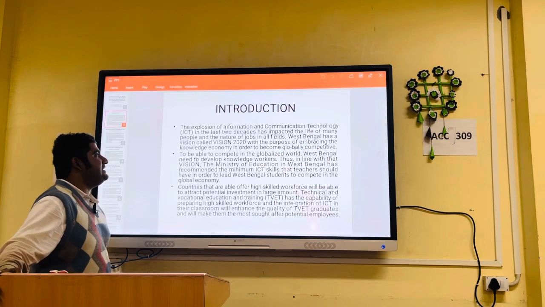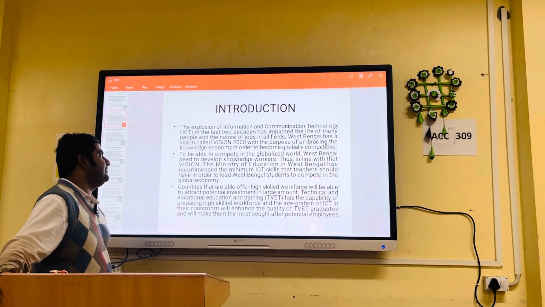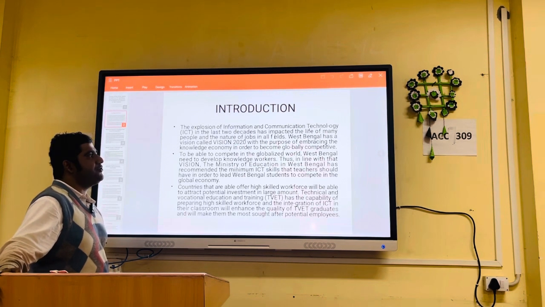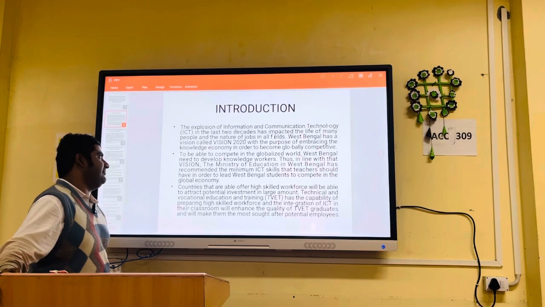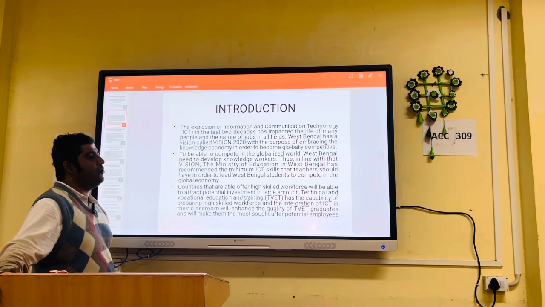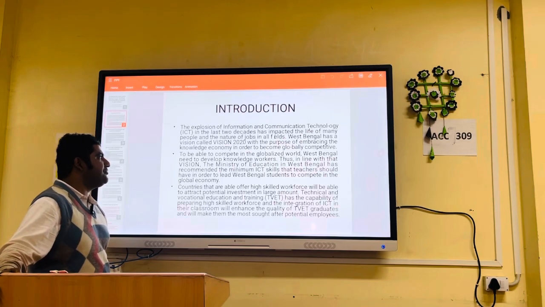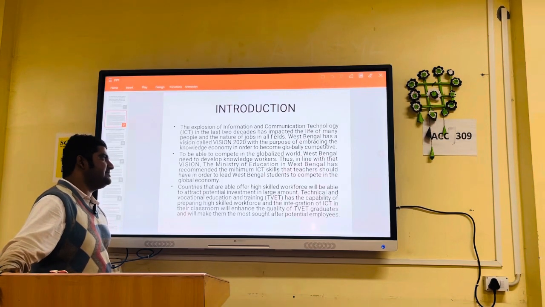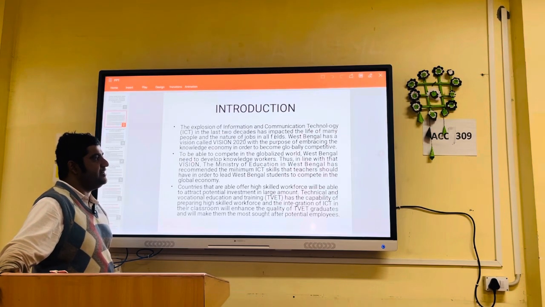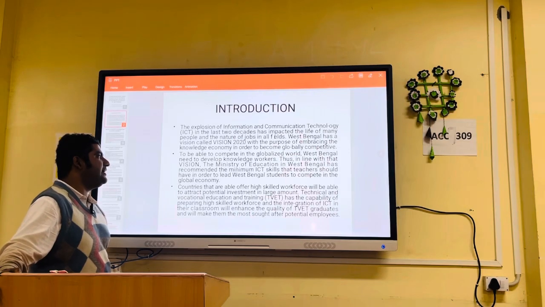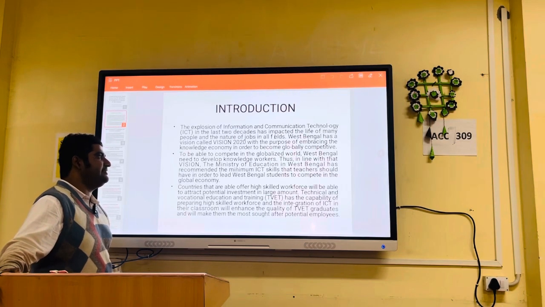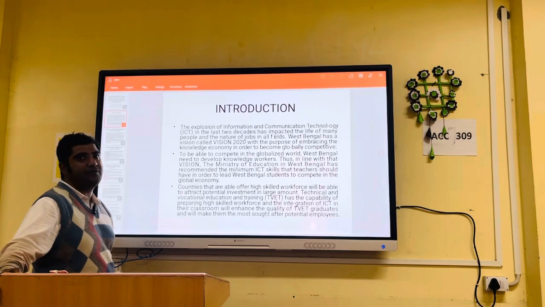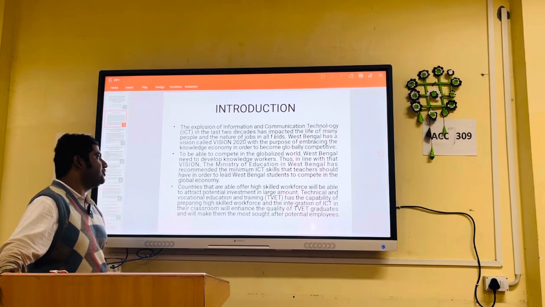West Bengal has a vision called Vision 2020 with the purpose of embracing the knowledge economy in order to become globally competitive. To be able to compete in the globalized world, West Bengal needs to develop knowledge workers. Thus, in line with that vision, the Ministry of Education in West Bengal has recommended the minimum ICT skills that teachers should have in order to lead West Bengal students to compete in the global economy.